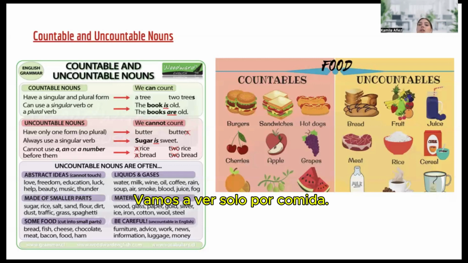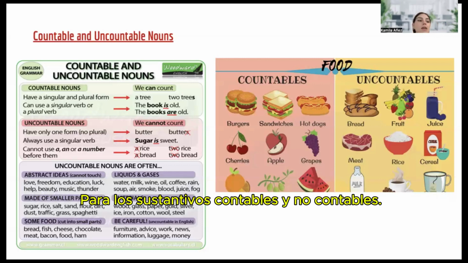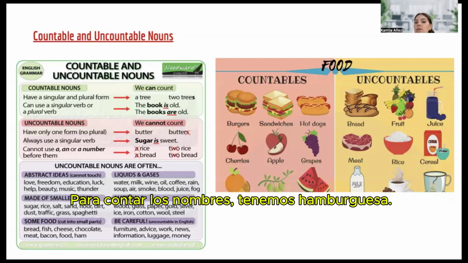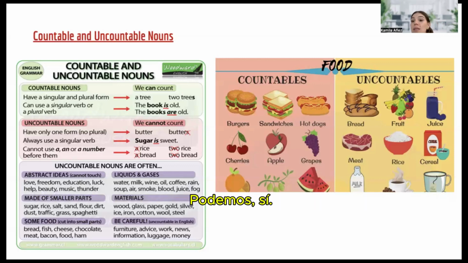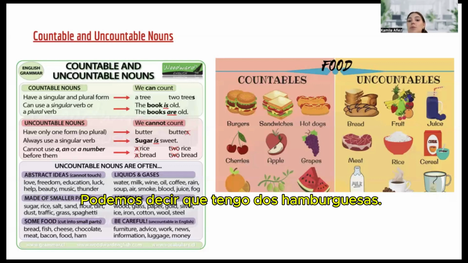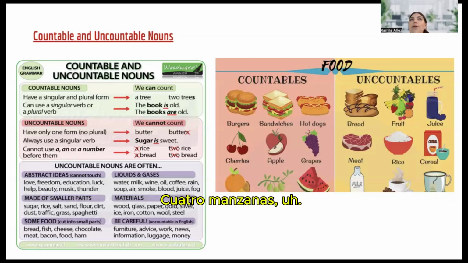We are going to see examples of countable and uncountable nouns, just for food. For countable nouns, we have burgers, sandwiches, hot dogs, cherries, apples, grapes, oranges, olives, and watermelons. We can count these things. We can say I have 2 burgers, 2 sandwiches, 3 hot dogs, 4 apples, 5 oranges.